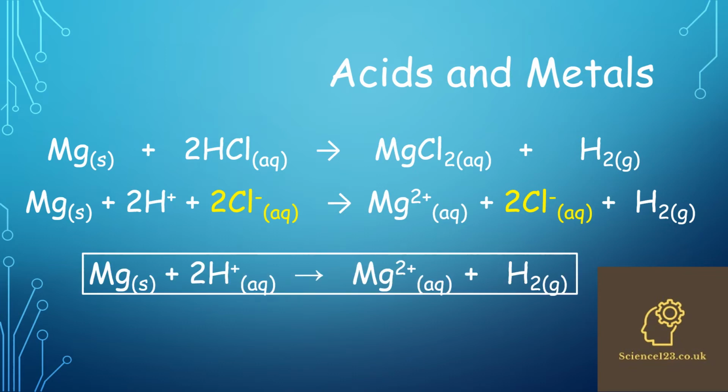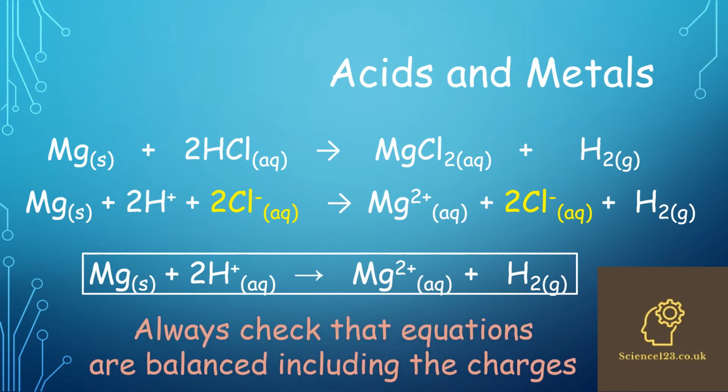Looking for spectator ions, there are 2 Cl minus on each side of the equation, which we take out, leaving the balanced equation shown. Always check that charges are the same on each side of the equation, as this is usually a giveaway that something is wrong otherwise. Here we have 2 plus on the left, 2 plus on the right with the Mg2 plus. The charges are the same, therefore. They do not have to be zero.